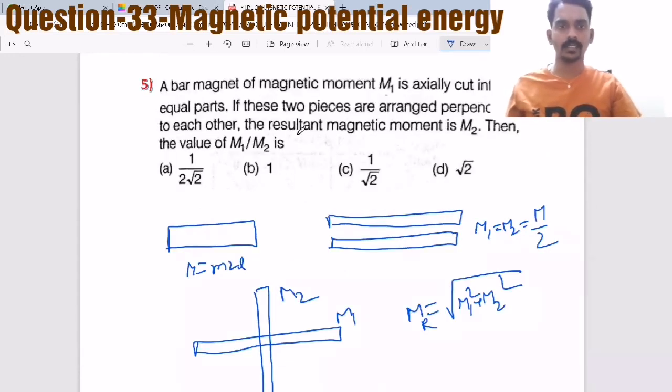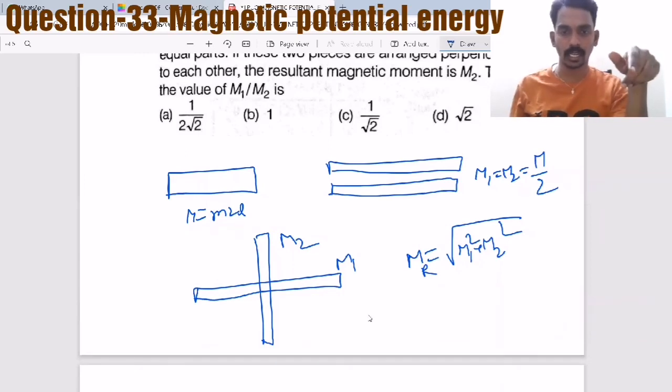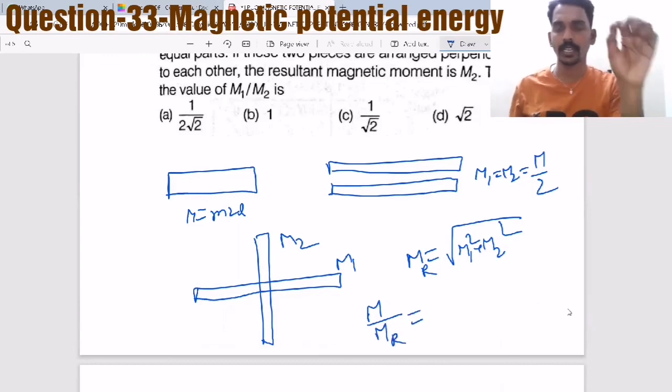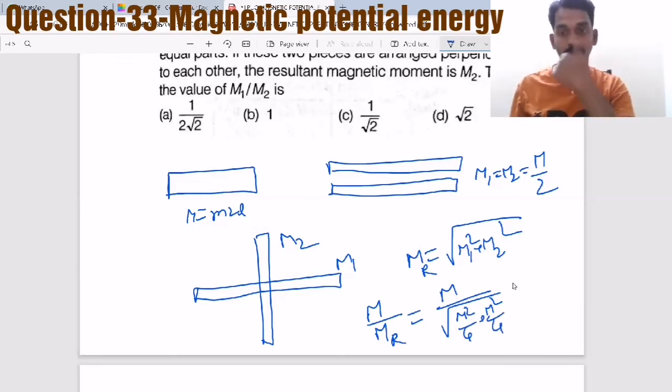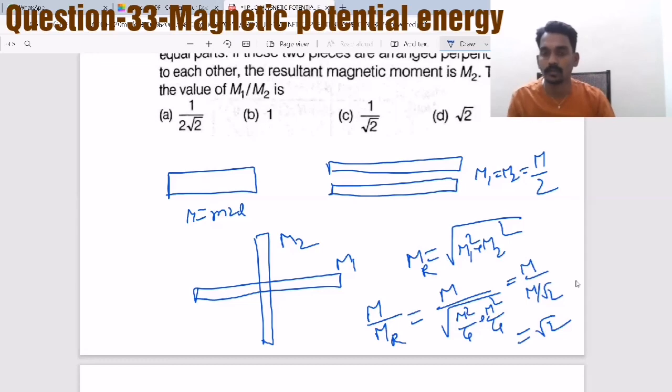Now, see, M is the initial one. M_R is the resultant one. So, according to the question, they are asking initial by net, that is M by M_R. That means M by the square root of M square by 4 plus M square by 4. That is root 2 times, M by root 2 will become M by root 2. So the answer will become root 2.